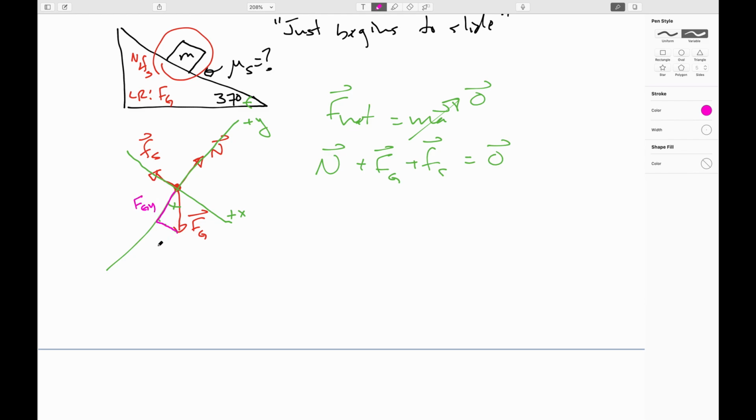So this piece here will be Fgy. That piece there will be Fgx, just so it's marked out. All right, so let's go ahead and take the x component of this. So this will be Nx plus Fgx plus Fsx. And the x component of 0 is, well, 0. Now the x component of the normal force is also 0. Fgx, that'll be Fg times the sine of theta, because Fgx is the opposite and Fg is the hypotenuse.